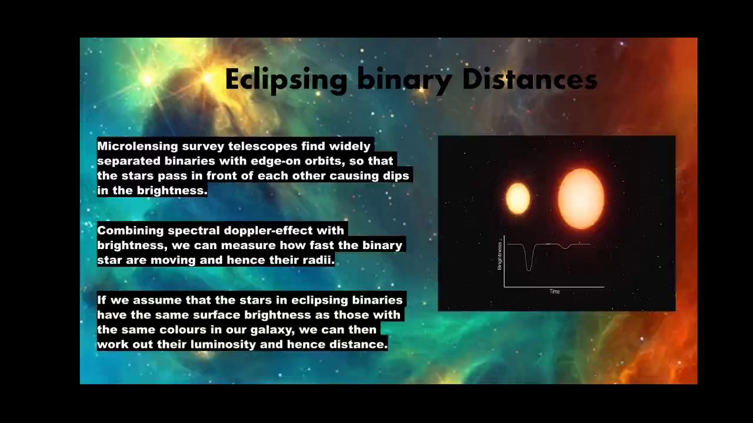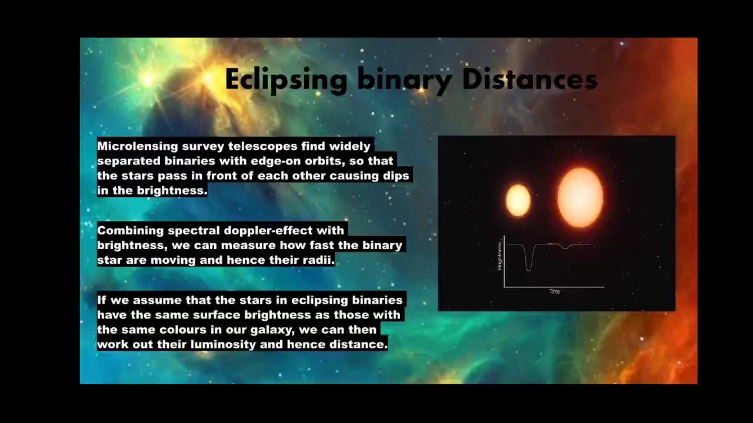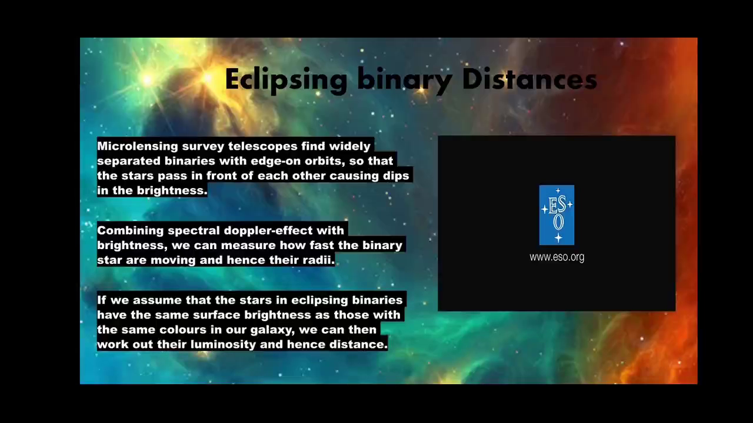Optical interferometers on Earth allow us to measure the surface brightness of nearby stars with the same colors as these eclipsing binaries. Surface brightness is the brightness per unit observed solid angle and is independent of distance. If you assume that the stars in eclipsing binaries have the same surface brightness as those with the same colors in our galaxy, you can thus work out their luminosity and hence distance. This currently gives distances accurate to about 3%.